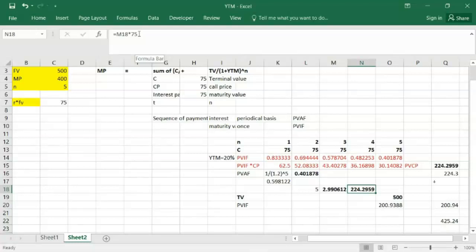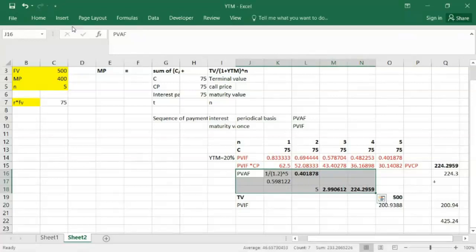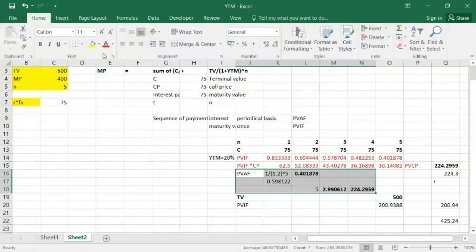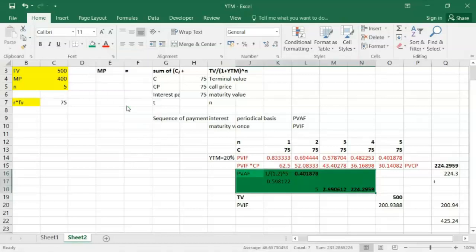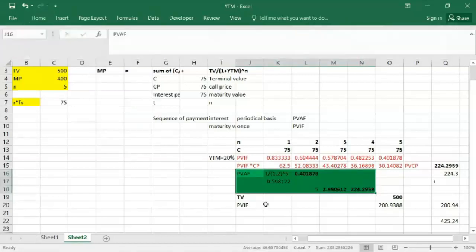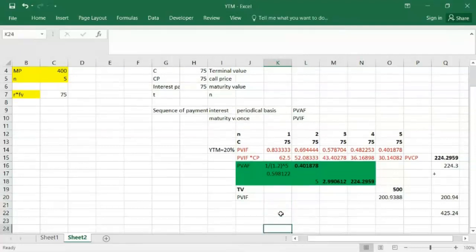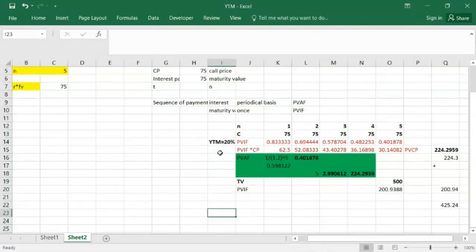This is only for the simplification process. I'll make it green. It may be used as an alternative solution for this particular purpose. The terminal value, everything remains constant. When applying YTM equal to 20%, the result is 425.14.